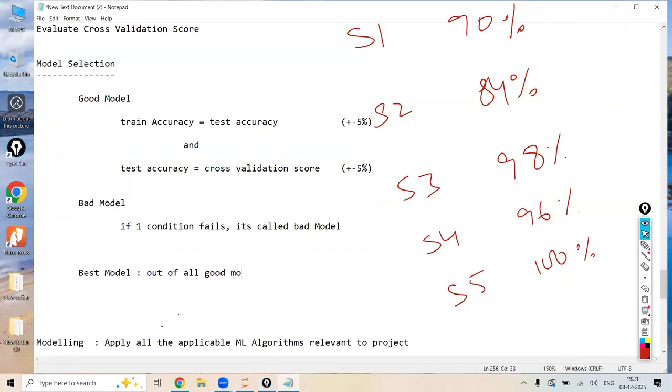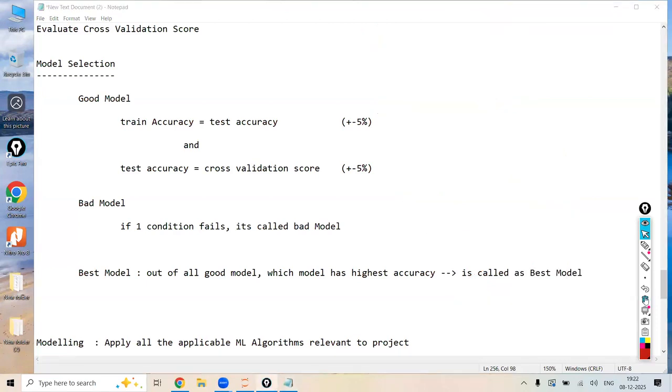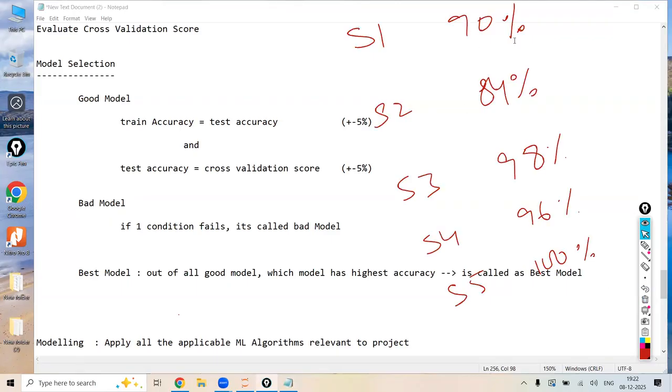Out of good models, which model has the highest accuracy? Highest accuracy is called the best model. That model only we have to save. That model only we have to select in the company. Of the remaining ones, even if one student has got 90 marks, he will not get selected, because in the comparison, a 100% student is there. Sometimes a 98% student also will not get the seat.